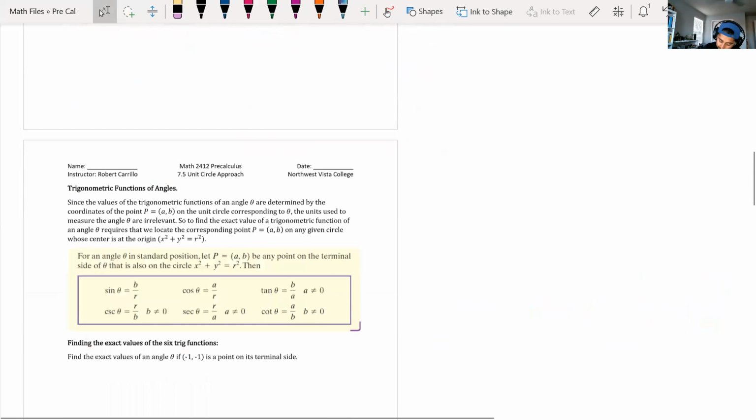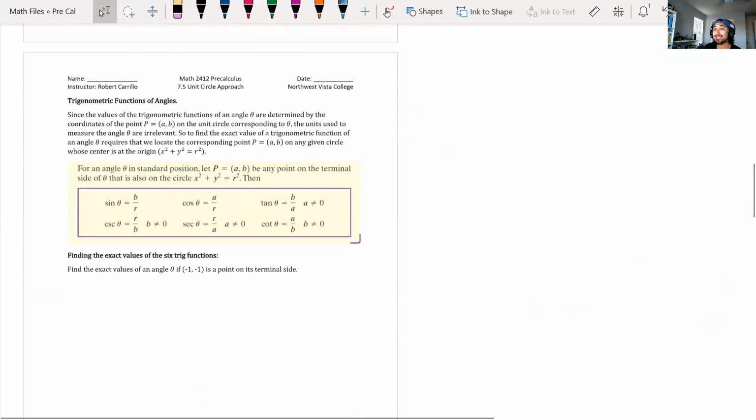All right, so next is the trig functions of any angle. Since the values of the trig functions of an angle theta are determined by the coordinates of the point (a, b) on the unit circle corresponding to theta, the units used to measure the angle are irrelevant. So to find the exact value of a trig function of an angle requires that we locate the corresponding point (a, b) on a given circle whose center is at the origin, x squared plus y squared equals r squared. For an angle in standard position, we let (a, b) be any point on the terminal side of theta that is also on the circle x squared plus y squared equals r squared.